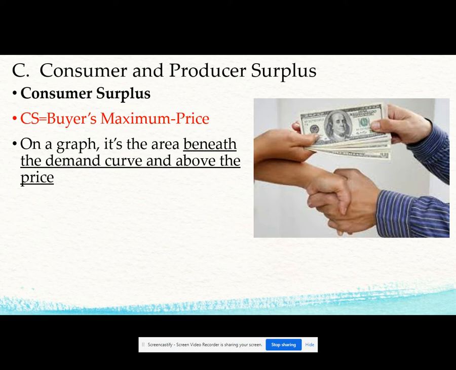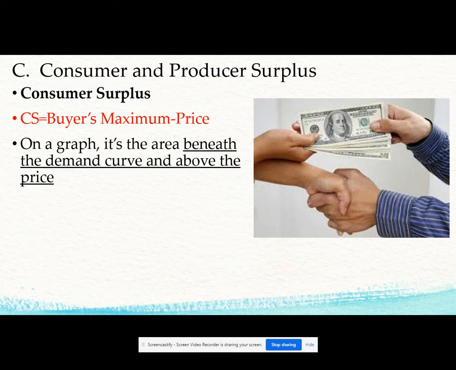On a graph, it is the area beneath the demand curve and above the price. Oftentimes that's going to make a triangle. Sometimes it won't, but for now, it will probably make a triangle. So it is the area beneath the demand curve and above the price. I'm going to show you that on the graph in just a moment.